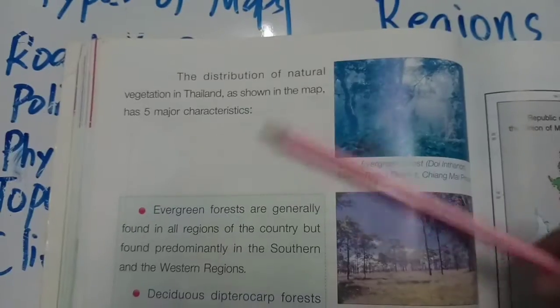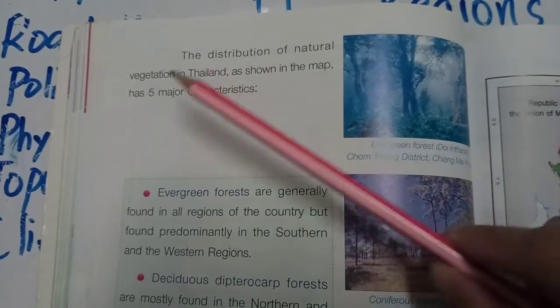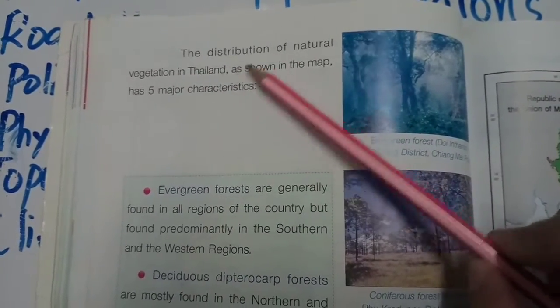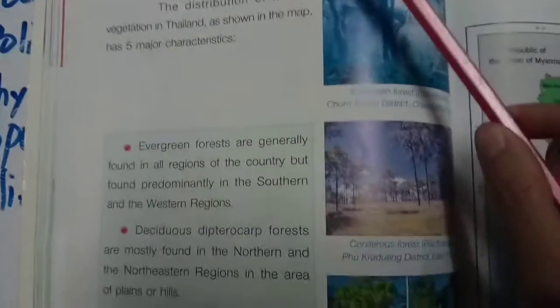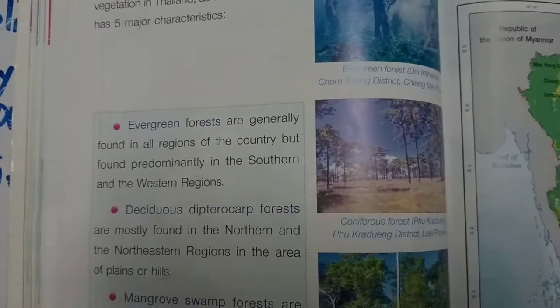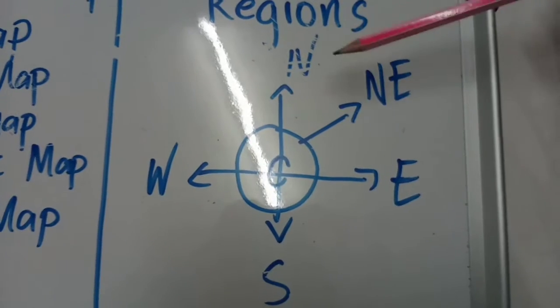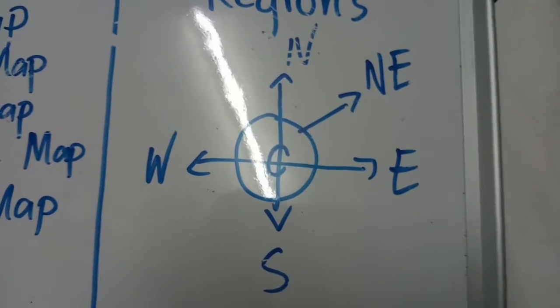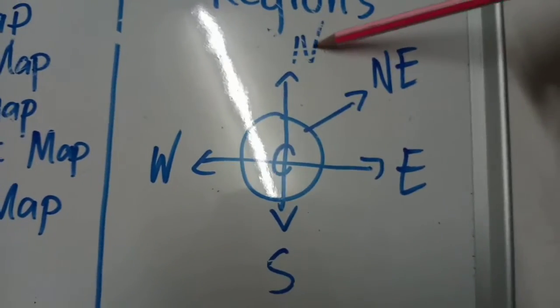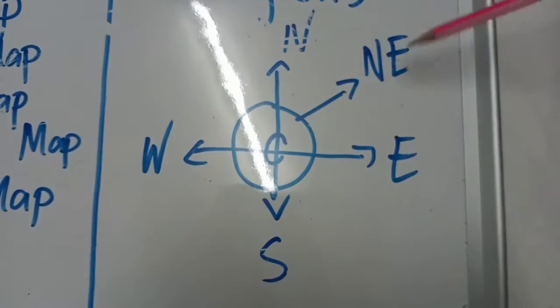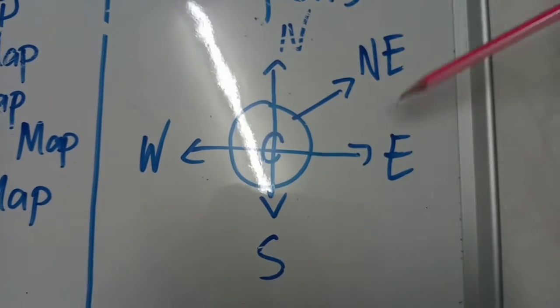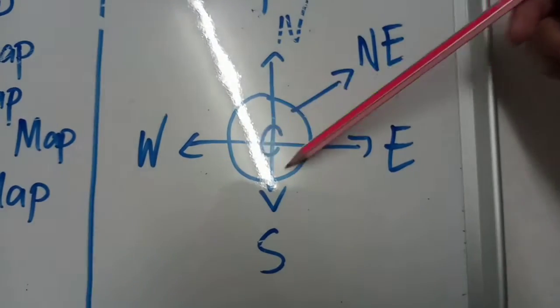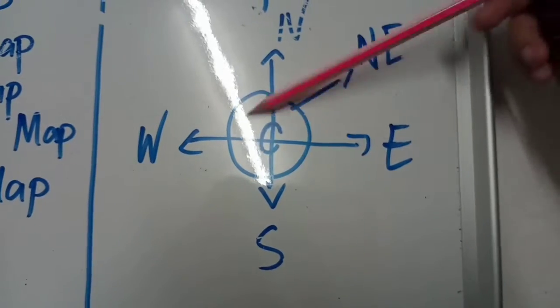So we have here the distribution of natural vegetation in Thailand shown in the map, which has 5 major characteristics. In Thailand, this is what we also need to know: regions in Thailand. We have 6 regions in Thailand. We have north, south, west, northeast, eastern, and then we have the central, where the Bangkok area is.